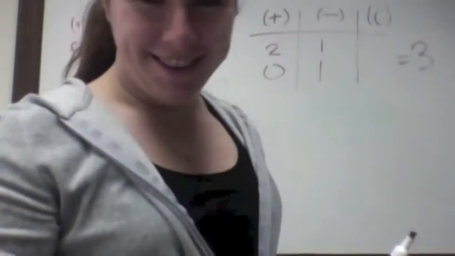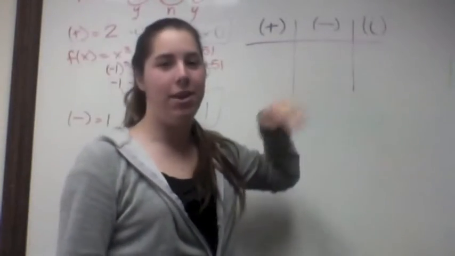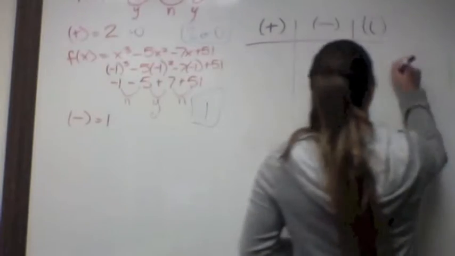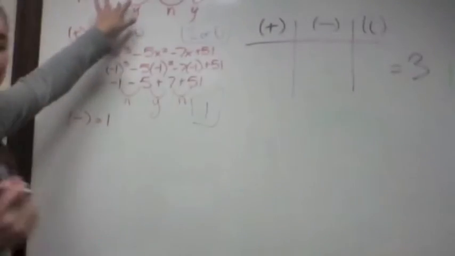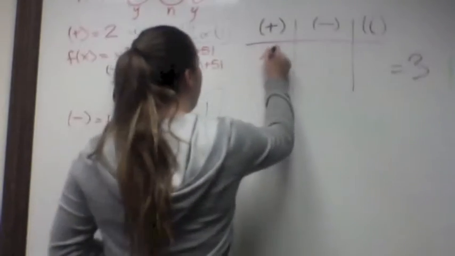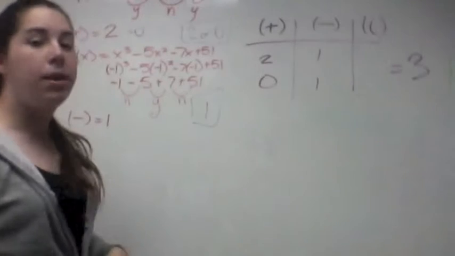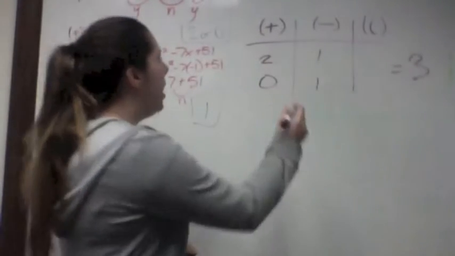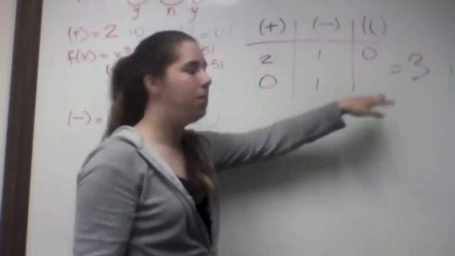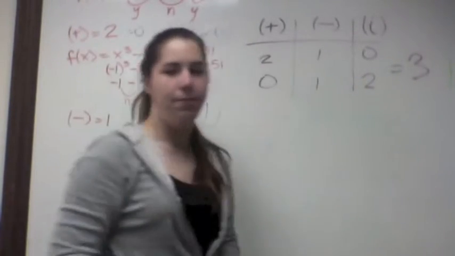Now we're going to make a chart that has all the positive, negative, and imaginary numbers that we can find. We're going to set this chart equal to the degree. And the degree is 3 because that is the highest exponent in our given polynomial. Under the plus column, we're going to use 2 or 0. And under the negative column, all we're going to put is 1 because 1 can't be subtracted by 2 without being a negative. Now see how 2 plus 1 equals 3, and 0 plus 1 plus 2 equals 3.